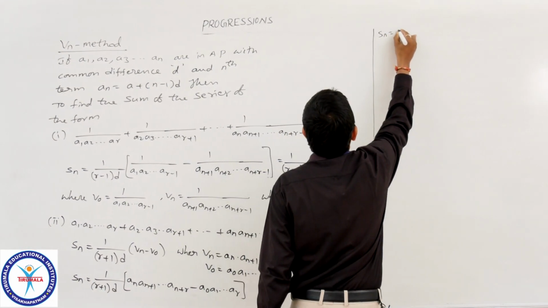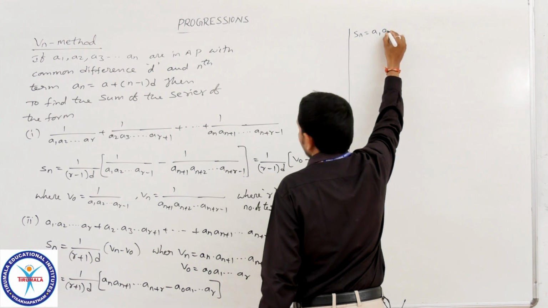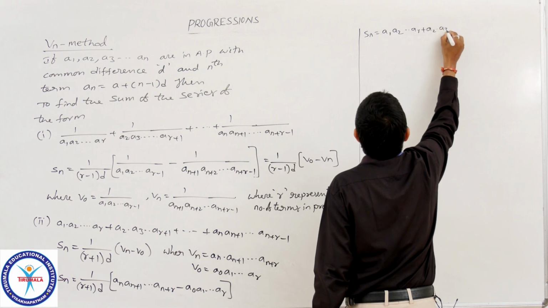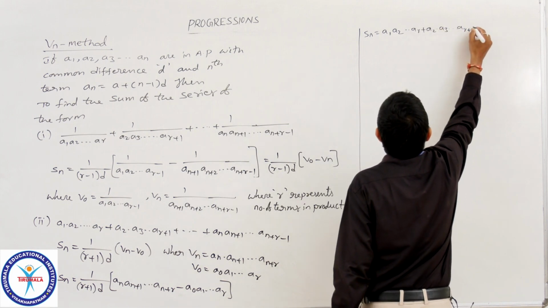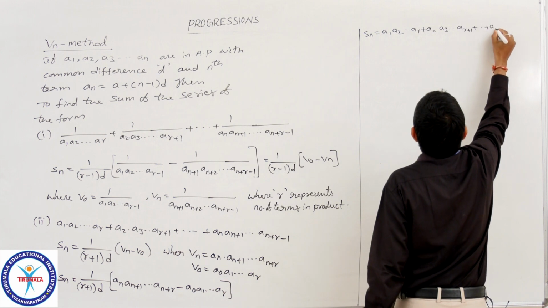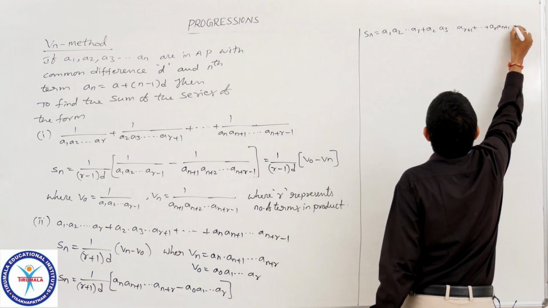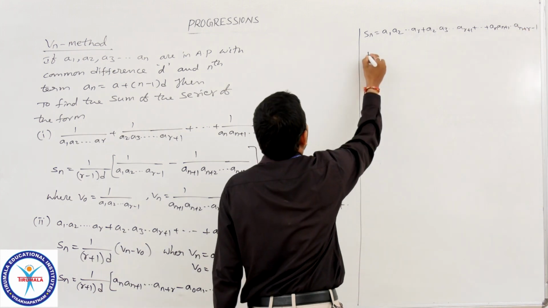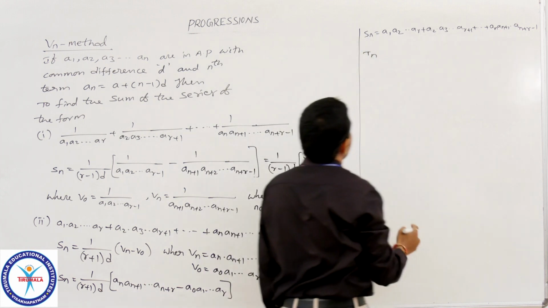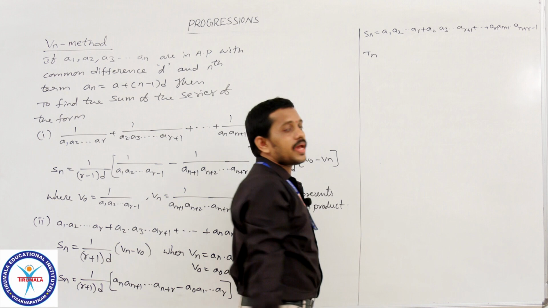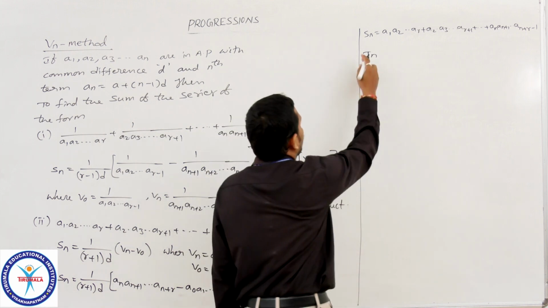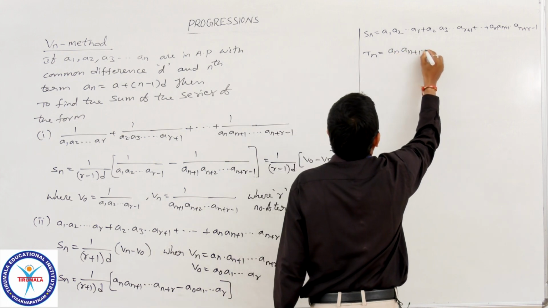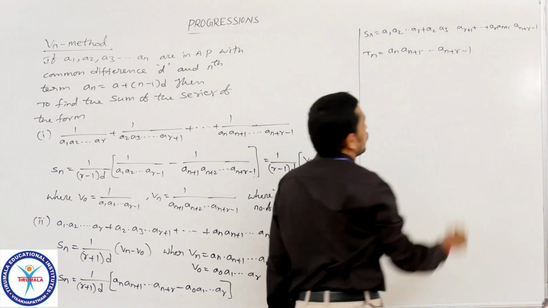Then Sn is equal to a1 a2 and so on ar plus a2 into a3 and so on ar plus 1 plus and so on plus the last term, an, an plus 1 and so on an plus r minus 1. So this is the sum of this series where a1, a2 and so on an are in arithmetic progression. Here, what is the nth term? an, an plus 1 and so on an plus r minus 1.